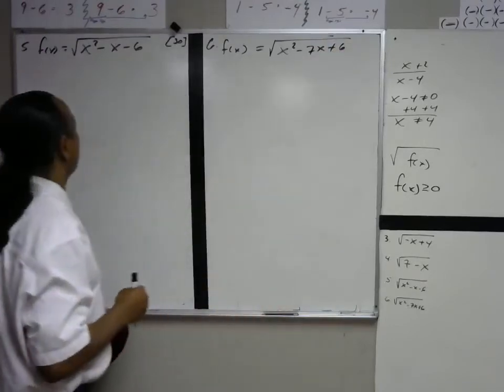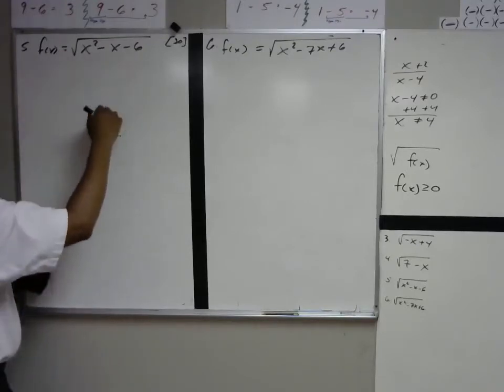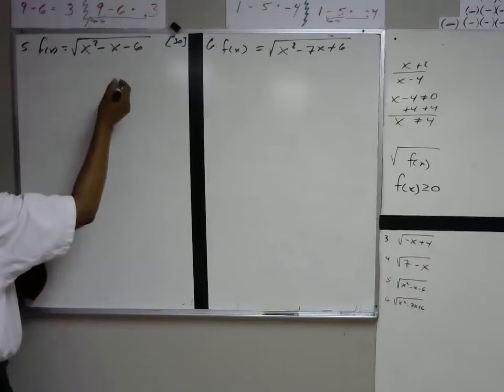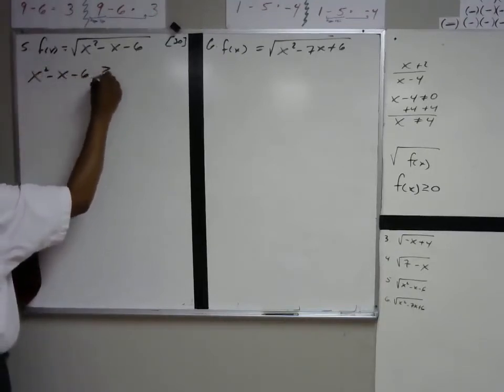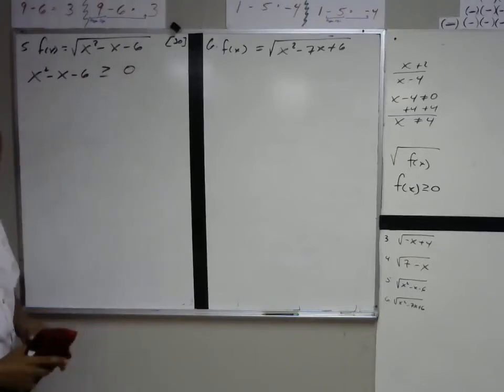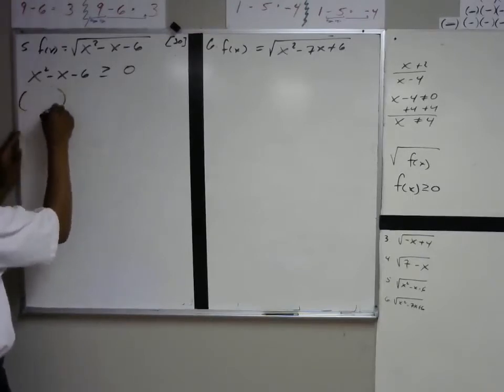Okay. All right. We're going to find the domain of these functions, and they have quadratic expressions inside of them. So we'll start with x squared minus x minus 6 is greater than or equal to 0. Okay. I'm going to start off by factoring this into two binomials in order to solve it.